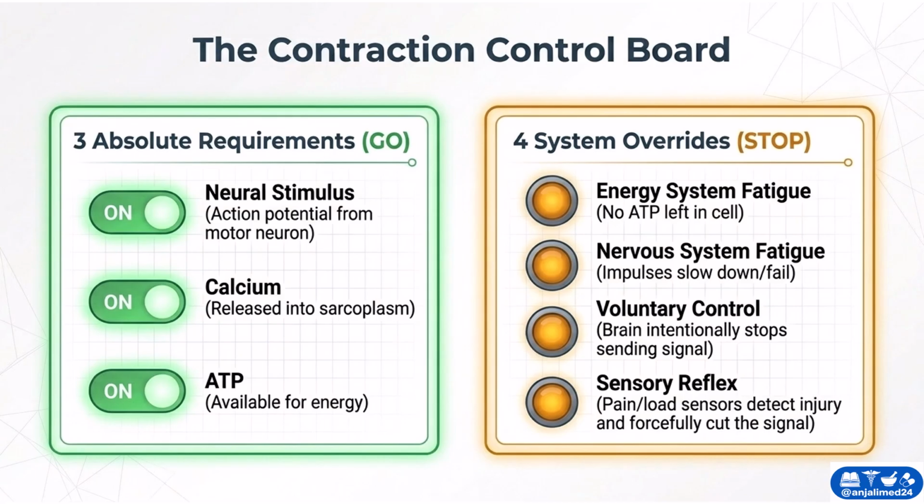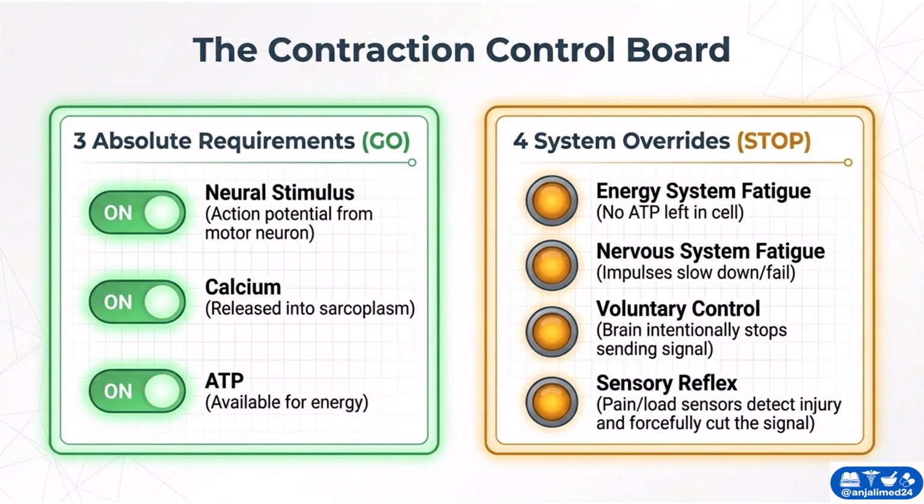The contraction control board. This slide brings together everything we have learned so far into one integrated control system for muscle contraction. Think of a skeletal muscle like a highly advanced biological machine. For contraction to occur successfully, three absolute requirements must be switched on. At the same time, multiple override systems exist to stop the contraction when necessary.